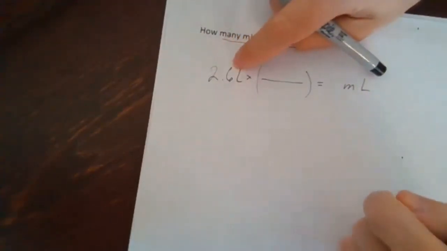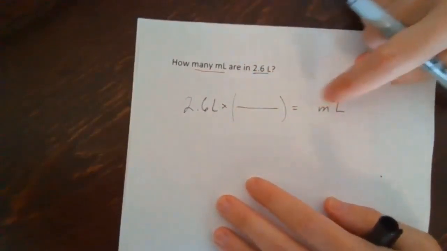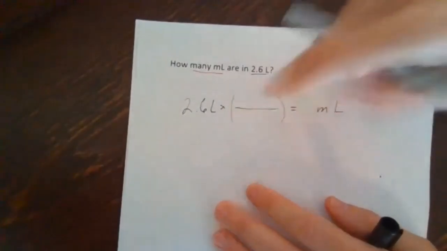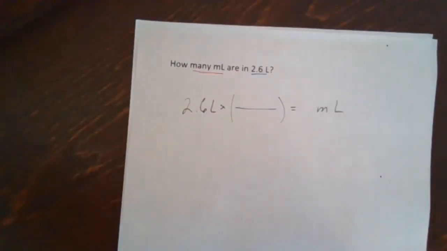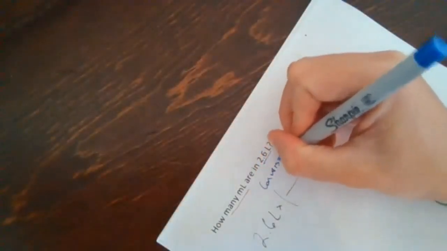So we want to have 2.6 liters. We want to multiply it by some conversion factor, and then we get milliliters. And we're going to eventually move to more than one of these, but we know this is going to be a fraction. Right? This is going to be a fraction that relates our two units. So we call that the conversion factor.